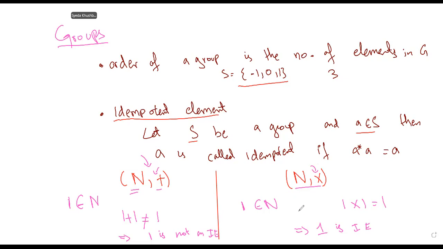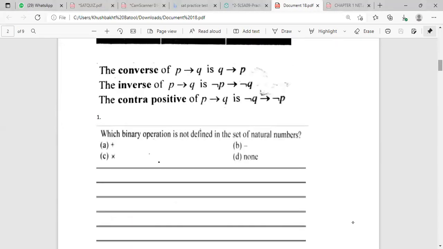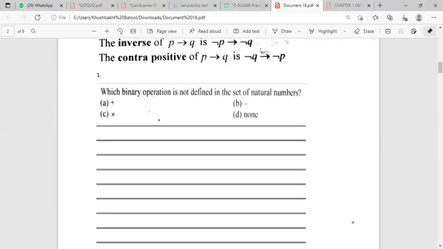So I think this is good. Now we can talk about some questions. I'll stop sharing this and I will share the questions directly. Acha, the questions are mixed. Some of the questions are from the logic chapter, this is the same chapter. But since we have discussed that already, I will not talk about those. Right now we will only talk about questions related to groups and related to binary operations as well. Okay. So this is the very first question.